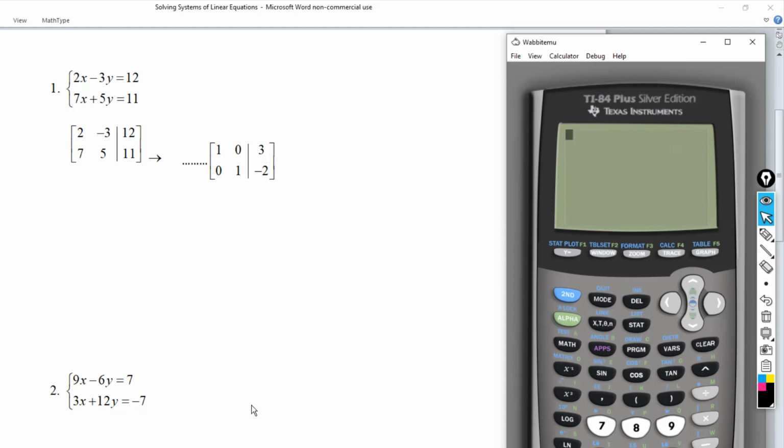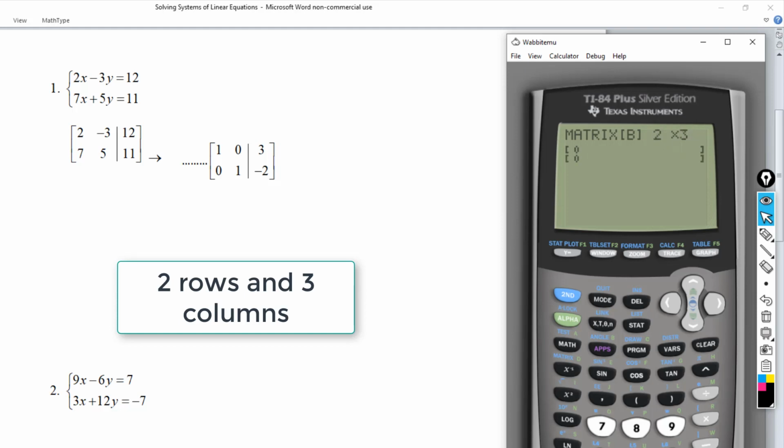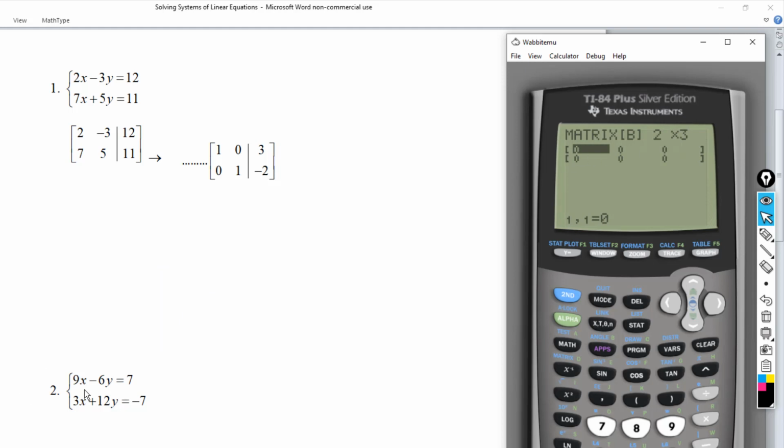Okay, so for number 2, again, same thing. Go second, and then access the matrix menu right here. And then we have to edit. I could use the first one again and just re-enter the components since it already has a dimension. Okay, but I'm going to go and use number 2 here, or B. And then again, this is 2 rows, 3 columns, so this will be 2, enter, 3, and then enter the components corresponding to each equation. So this will be 9, enter, -6, enter, 7, enter. And then for the second row, the values are going to be 3, enter, 12, enter, -7.